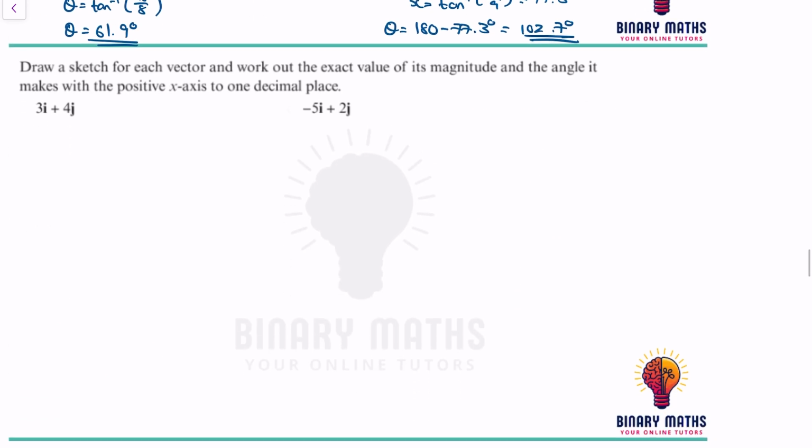Draw a sketch for each vector and work out the exact value of its magnitude and the angle it makes with the positive x-axis to one decimal place. So magnitude is equal to square root of 3 squared plus 4 squared, which is equal to 5. It's going 3i, so 3 in the positive x direction, 4j, so going up by 4.